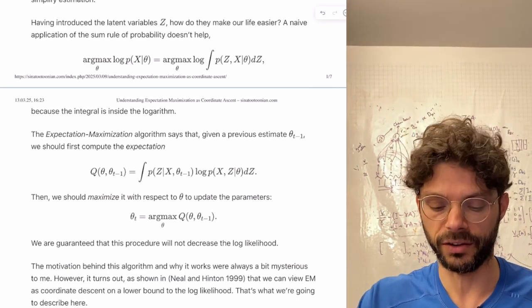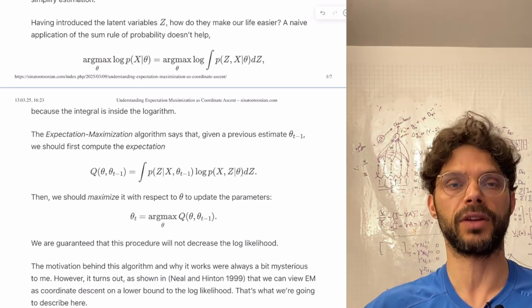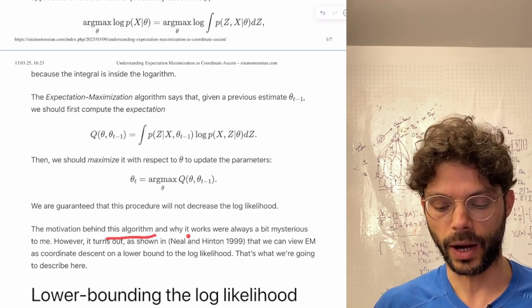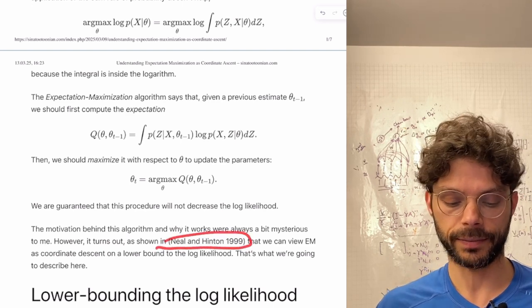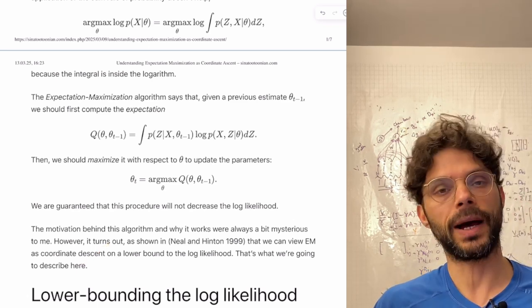So the question is, why does this work? The original papers do, of course, describe this, but we're going to look at it from a different perspective. The motivation behind the algorithm and why it works is always a bit mysterious, but we can actually view EM as coordinate ascent on a lower bound to the log likelihood.